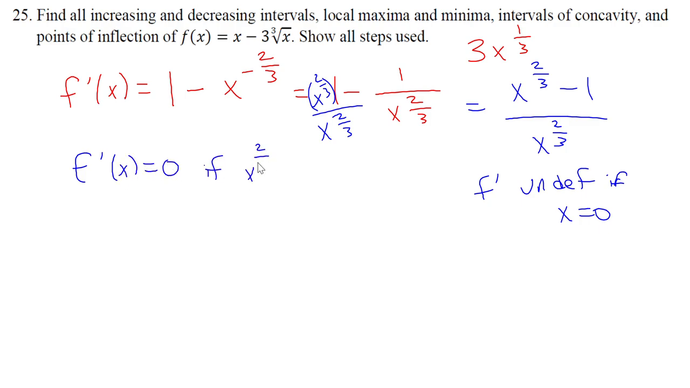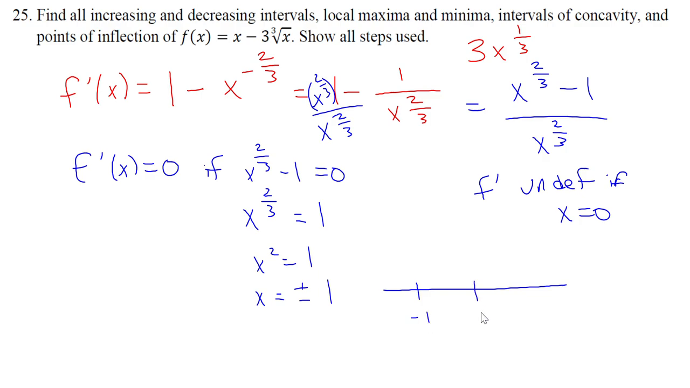if x to the 2/3 minus 1 is equal to 0. Well, that would tell me that x to the 2/3 is equal to 1, right? Or, we can cube both sides of this to give us x squared is equal to 1. And then when we square root, we will get x is plus or minus 1. So we've got 3 critical values. We've got 0, we've got 1, and we've got negative 1. So we'll put all of those on a sign chart, and we'll test the values on each of the intervals.